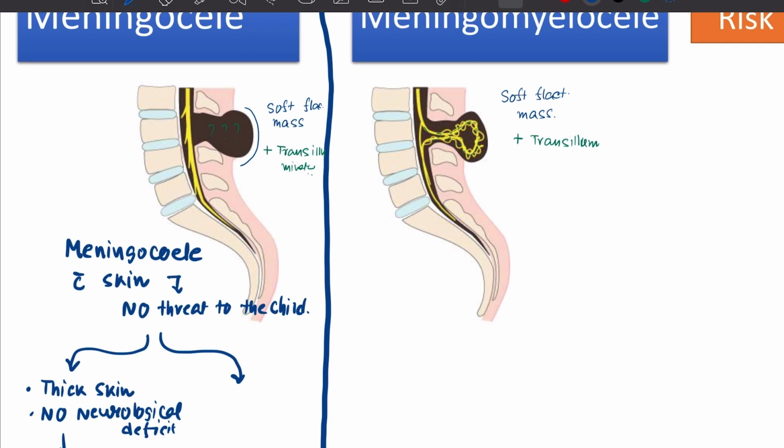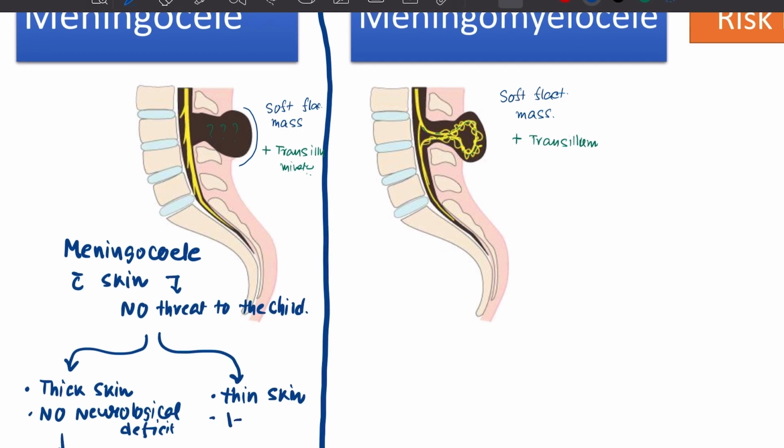But suppose this is covered with thin skin or there is leaking CSF, that is, suppose CSF is leaking from this structure and it is also covered with thin skin, it becomes a serious threat, and therefore immediate surgical intervention, neurosurgical intervention, is required in this patient.